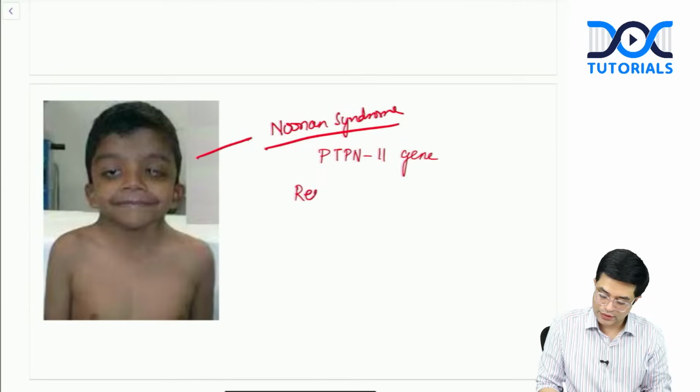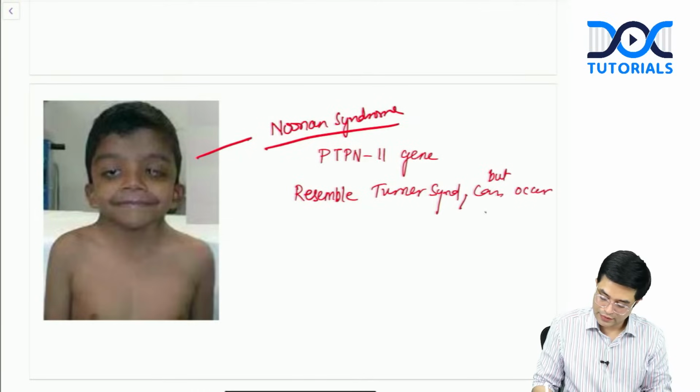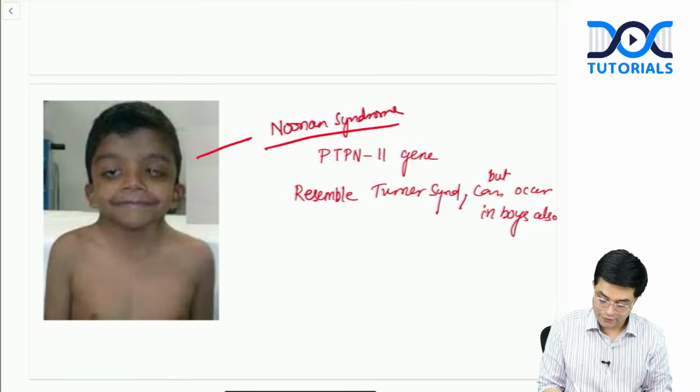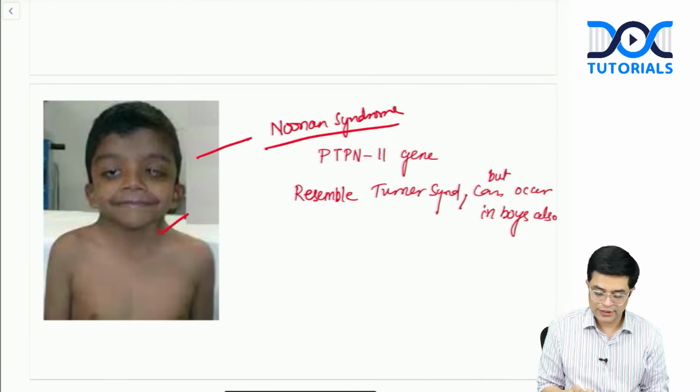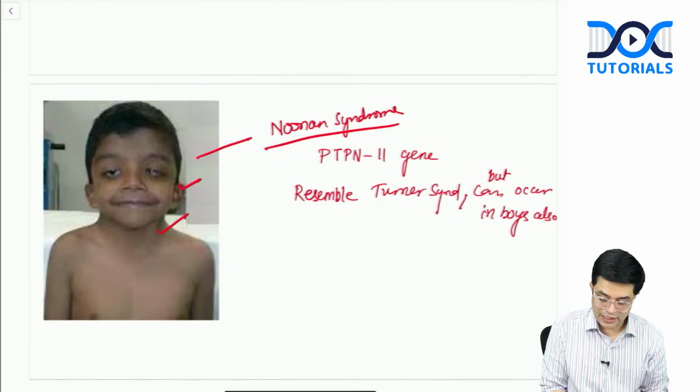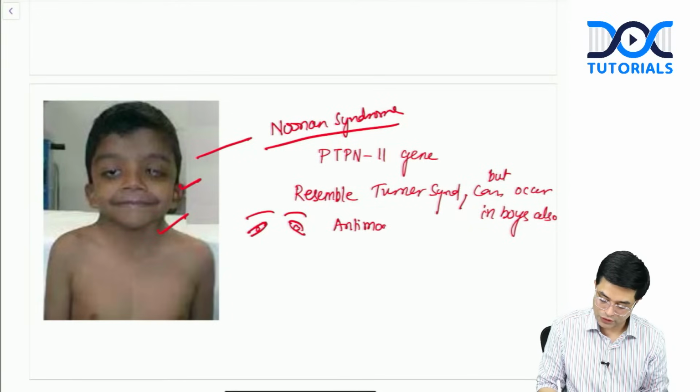They resemble Turner syndrome, but can occur in boys also. In fact, it is more common in boys, and they have webbed neck, short stature, heart disease, but they have low set ears and abnormal facies where the eyes are like this. This type of appearance is known as anti-mongoloid slant of eyes.